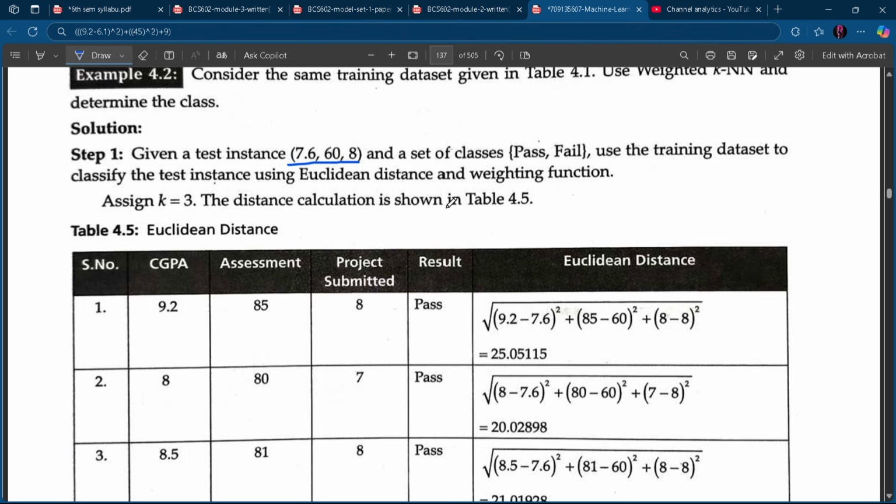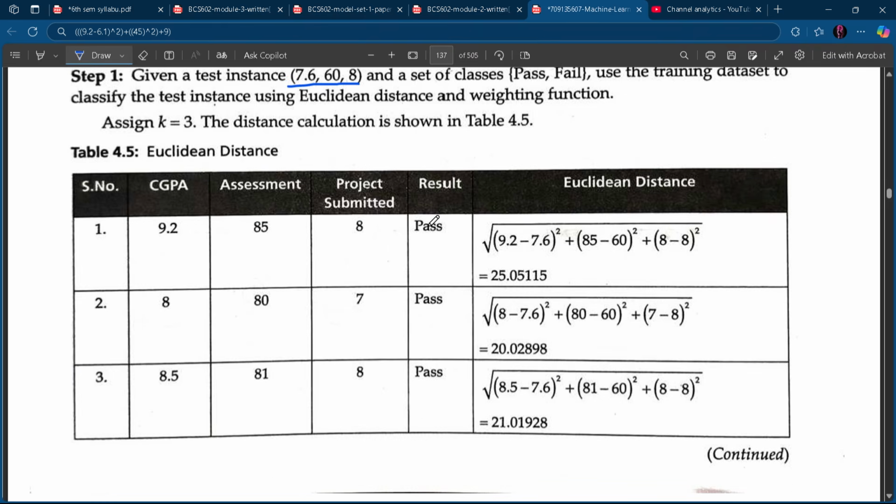I'll just show you what. So here the test answer is 7.6, 80, 60 and 8. So you have to subtract 9.2, 85. See, this table is the same. Just the values which you have to subtract. See, 9.2 minus 7.6, 85 minus 60, 8 minus 8, that is 0. Whole square you have to take. So I told you, right? I showed you how. See, I have already typed that thing over here.